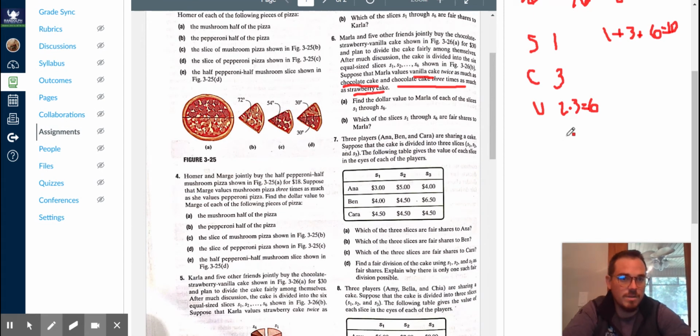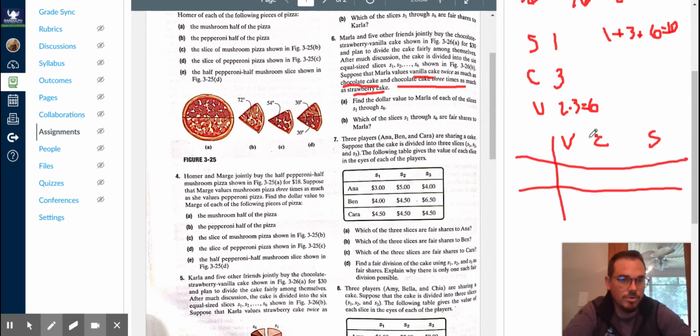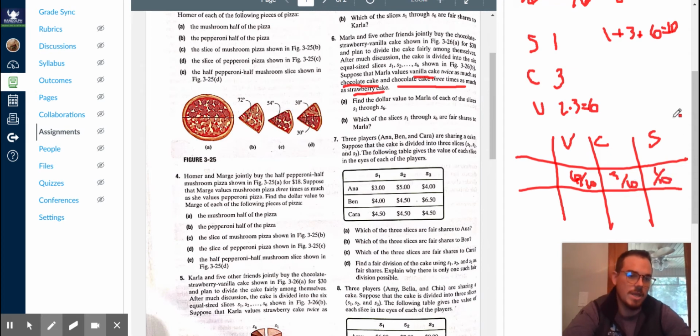So if I was to create my table, vanilla, chocolate, strawberry, our value is going to be 6/10 for vanilla, 3/10 for chocolate, and 1/10 for strawberry. And that would be that part. Now, if you split this up in 6 even, but we'll get to that in a second.